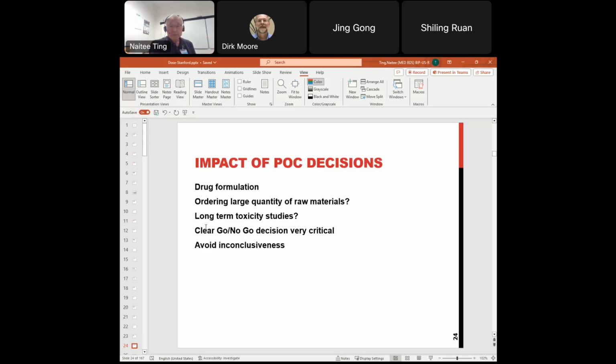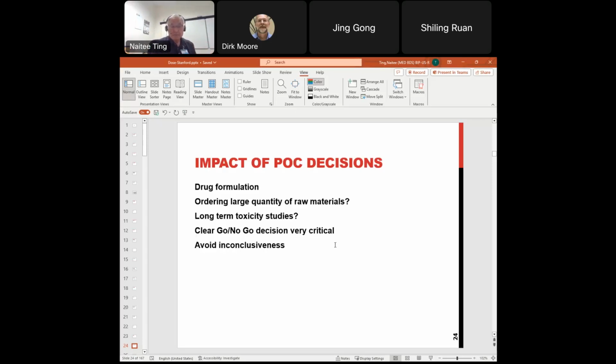And also, I mentioned about toxicity coverage. All right, if you engage in phase 3, you better have long-term tox studies like 26 weeks or 52 weeks kind of tox coverage to engage in phase 3. But before proof of concept, I don't have to worry about all these investments. But once concept is proven, I have to make these decisions. So a clear go no go decision from POC is very critical. I have to make this decision.